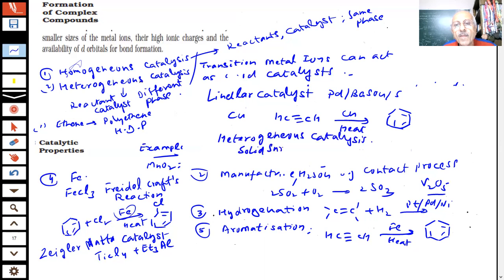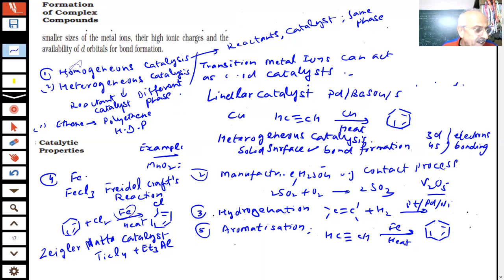Some bond formation takes place, and transition metals have variable oxidation states and vacant d orbitals, so they can form bonds, students. First row transition elements utilize 3d and 4s electrons for bonding. Electrons are available for bonding, so bond formation is possible in the 3d series.